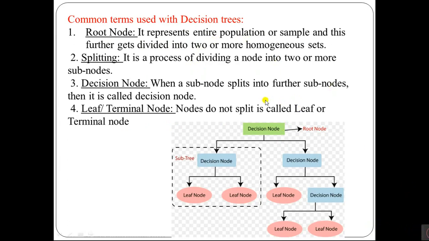Here, what are the common terms used in a decision tree that we will discuss? First one, root node. The root node represents the entire population or sample, and this further gets divided into two or more homogeneous sets. This is a root node. From this, some splitting happens. That is given in the second point. Splitting is a process of dividing a node into two or more subnodes. These are subnodes. Then decision nodes. When a subnode splits into further subnodes, then it is called a decision node. Again, it is divided further into two or three subnodes.